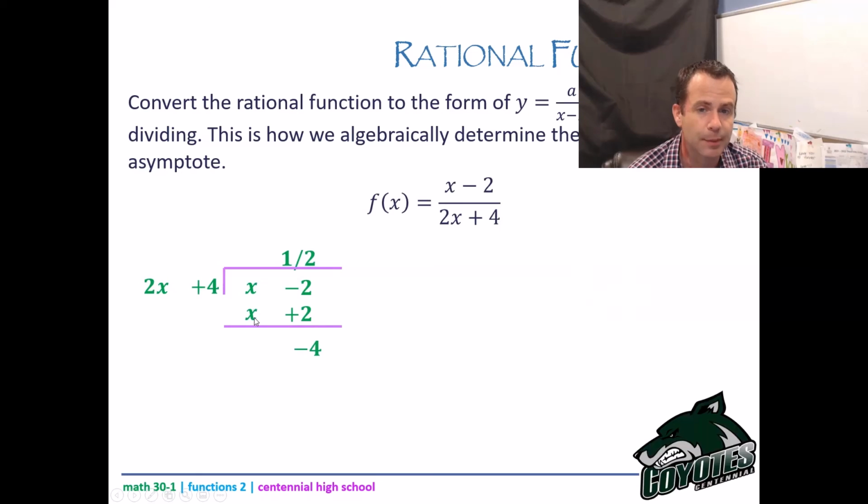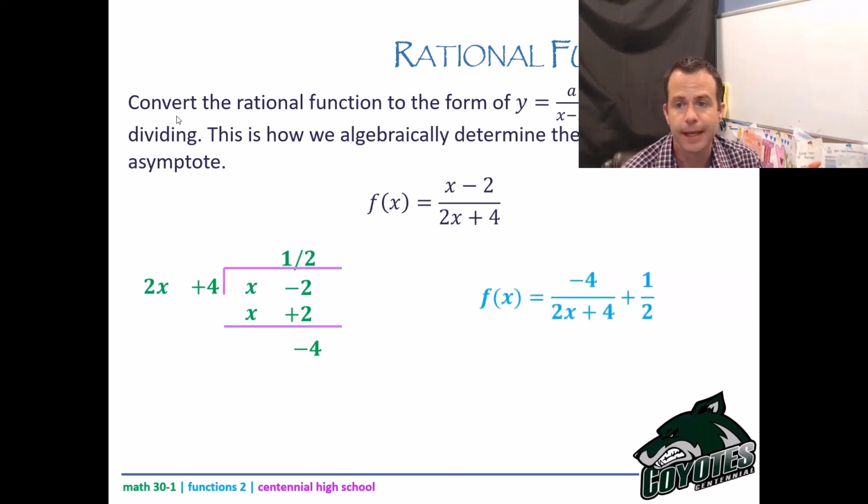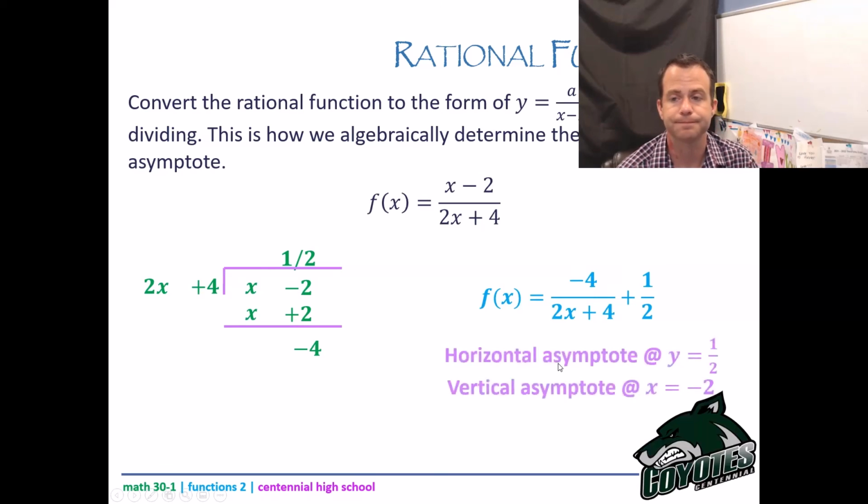Then I subtract. x minus x is nothing, and negative 2 minus 2 is negative 4. And so that gives me negative 4 over 2x plus 4, and then plus a half. Just think about this for a second. I could factor that 2 out, so that'd be 2 bracket x plus 2. So I have a vertical asymptote at x equals -2 and a horizontal asymptote at y equals 1/2. Awesome.